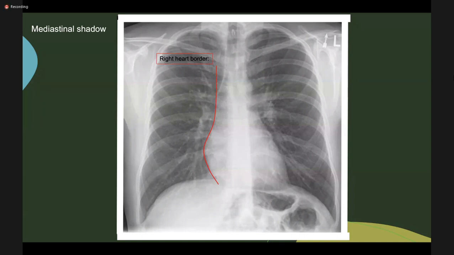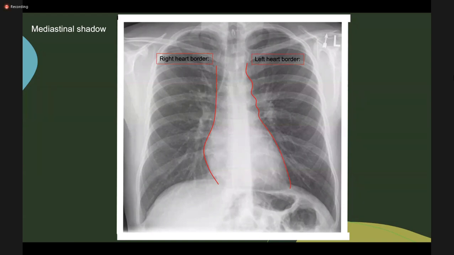So this red vertically going line is not straight, it is wavy because of underlying structures. And then on the other side, I have the left border of the heart, which has a more wavy pattern. It's not straight. And why is this wavy? Because of the presence of underlying structures. And let's label it one by one.